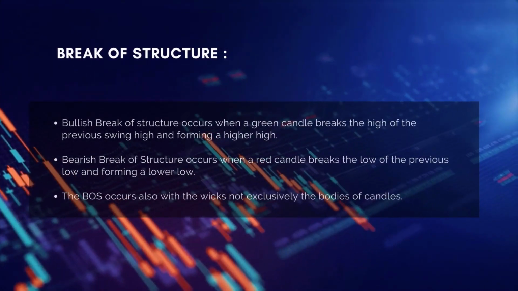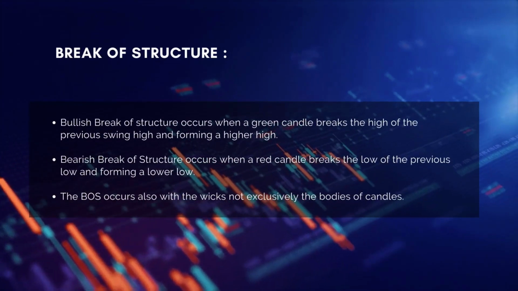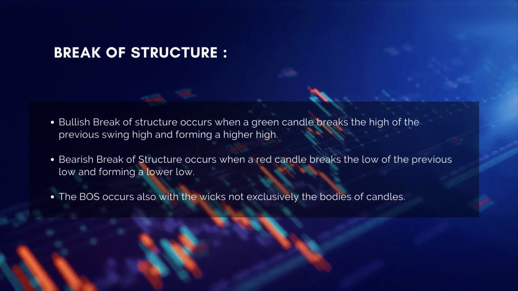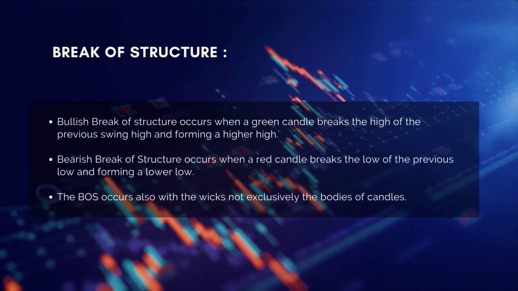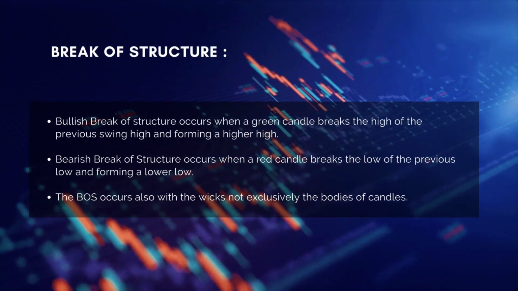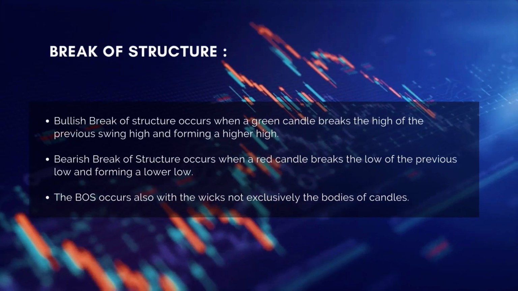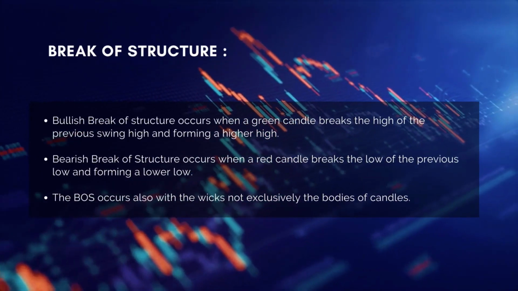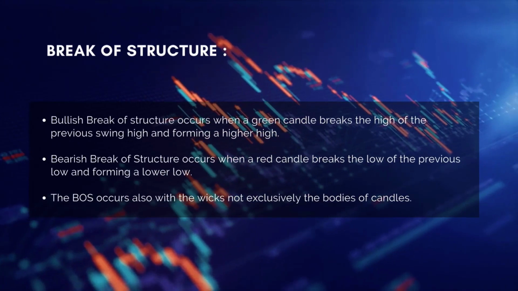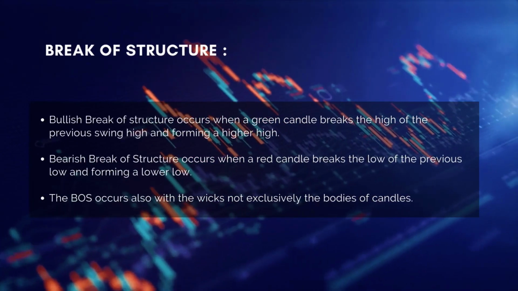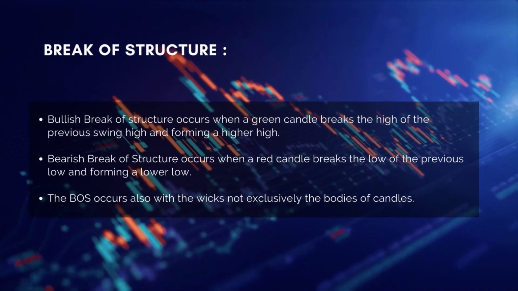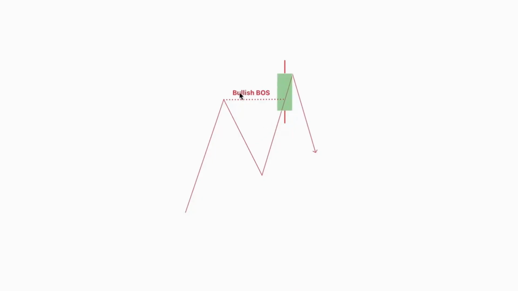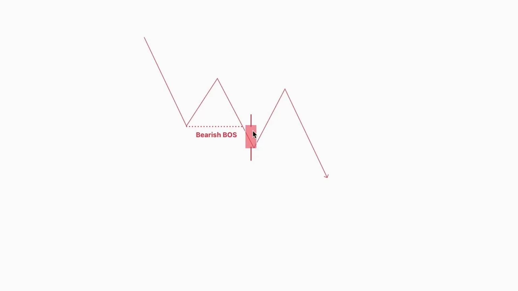Let's move on now to the break of structure. A bullish break of structure occurs when a green candle breaks the high of the previous swing high and forms a higher high. A bearish break of structure occurs when a red candle breaks the low of the previous low and forms a lower low. Note that the break of structure occurs also with the wicks, not exclusively the bodies of the candles. In this figure, this is the green candle that broke this swing high, forming a bullish break of structure. And here, this is the red candle that broke the previous low, forming a bearish break of structure.